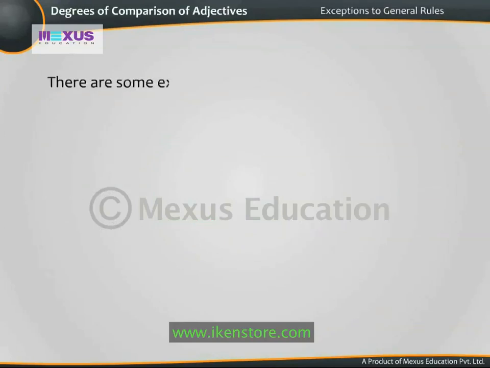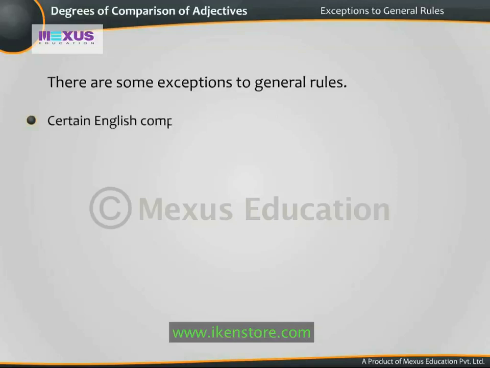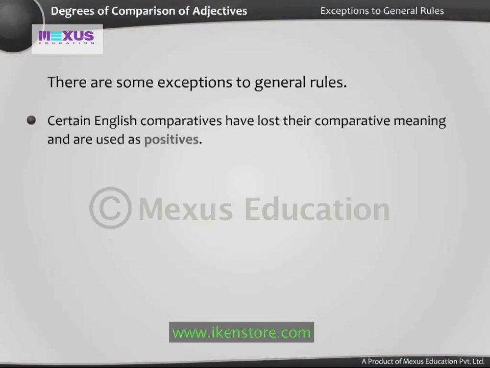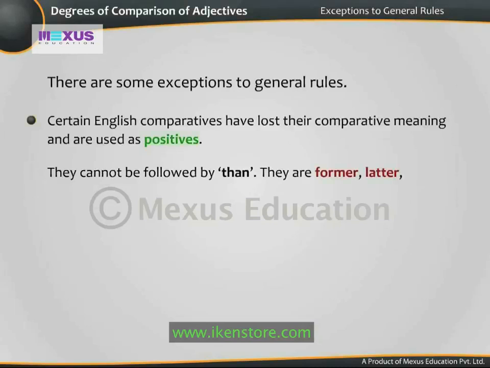There are some exceptions to general rules. Certain English comparatives have lost their comparative meaning and are used as positives. They cannot be followed by than. They are former, latter, upper, inner, outer, etc. Consider these examples.